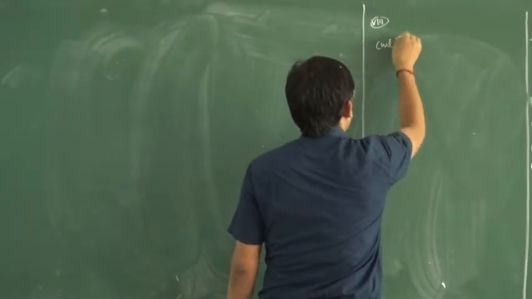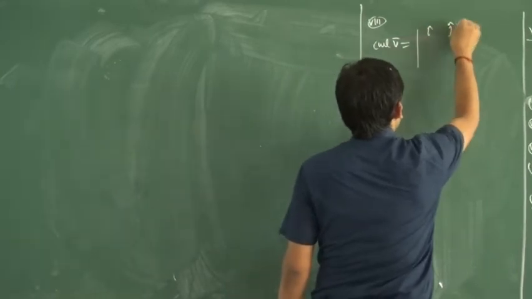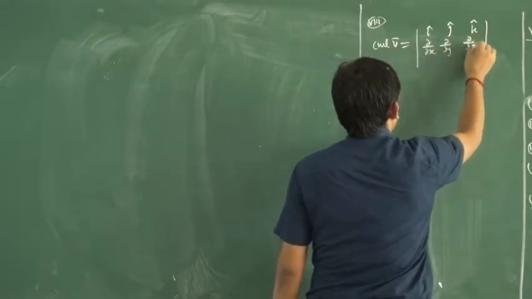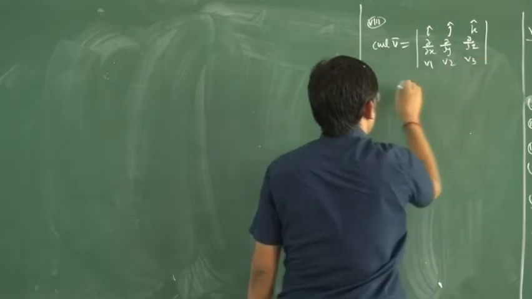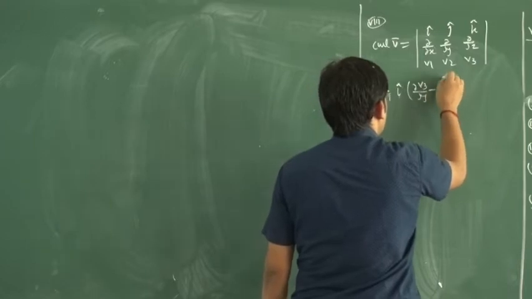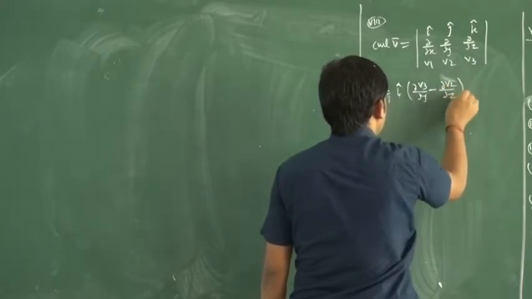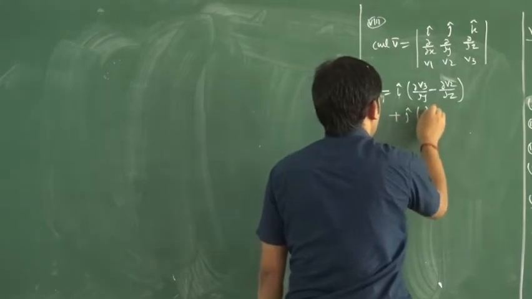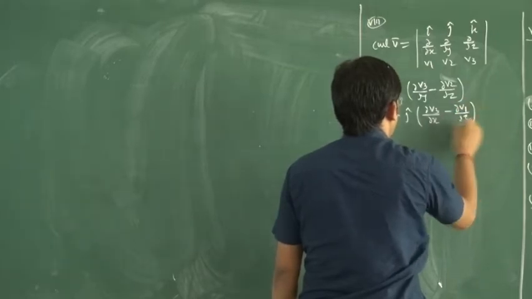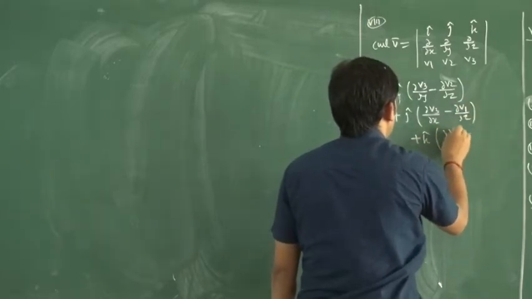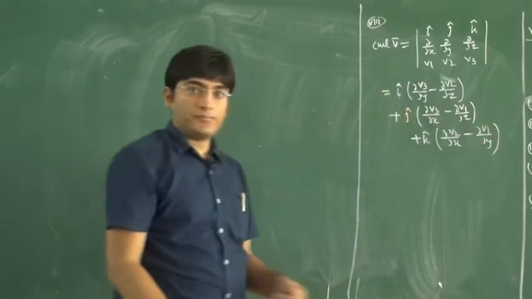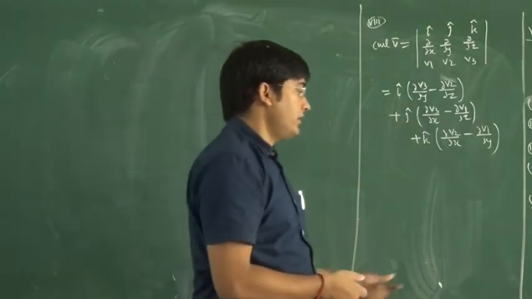Your curl V is equal to the determinant with rows i, j, k; del by del x, del by del y, del by del z; then d1, d2, d3. So this is equal to i (del b3 upon del y minus del b2 upon del z), then we will have j (del b3 upon del x minus del b1 upon del z), then we will have k (del b2 upon del x minus del b1 upon del y). So this is your curl V. Now let us take its curl.